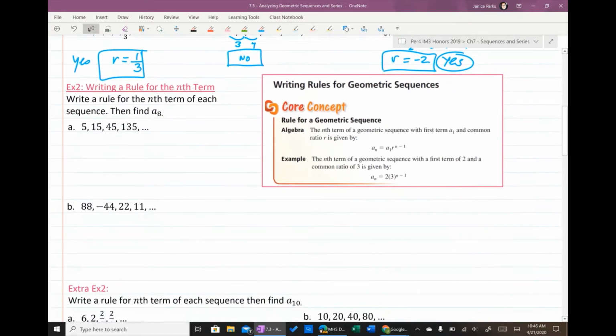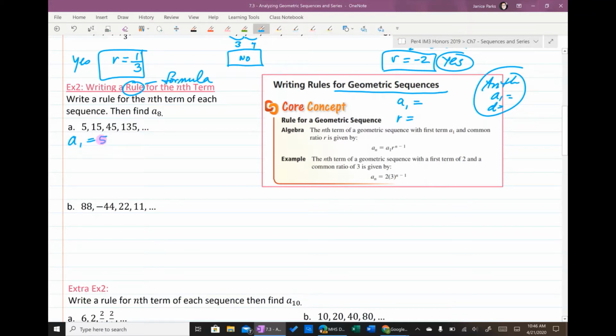All right, writing a rule. A rule, again, is a formula. For geometrics, as opposed to arithmetic where we needed A1 and D, the common difference, here we need A1 and R, the common ratio. So the first term is 5, and the common ratio is what they're multiplying by. So they're multiplying by 3.